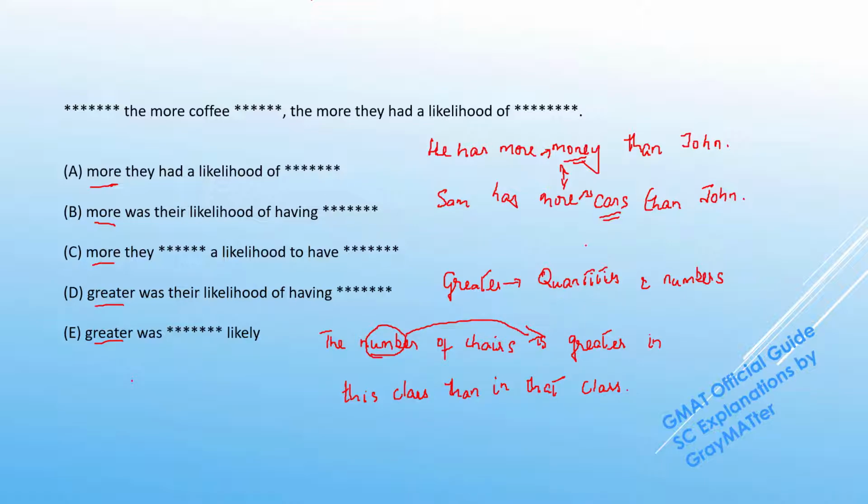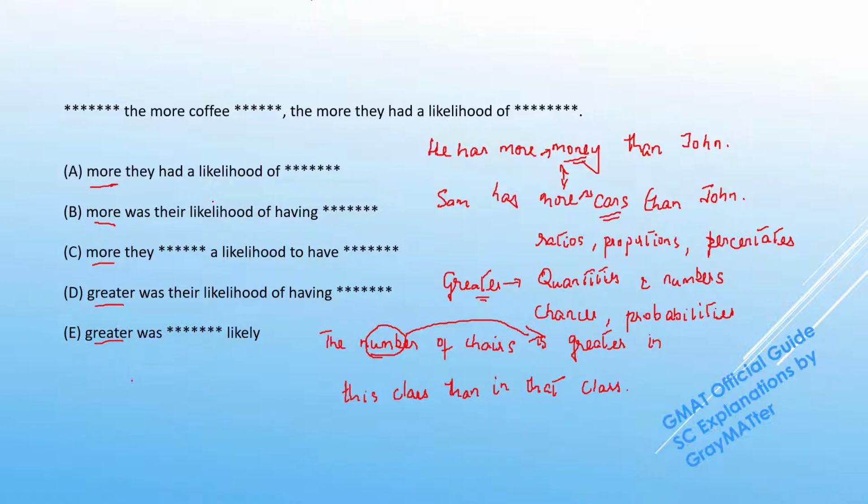Similarly, when we're talking about quantities like ratios, proportions, percentages, chances, probabilities, we have to use "greater."